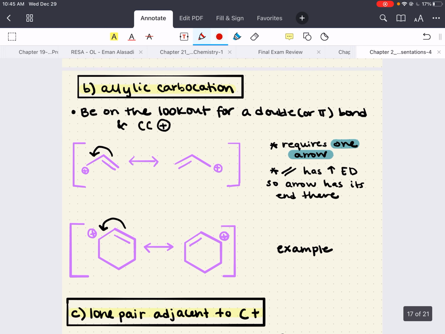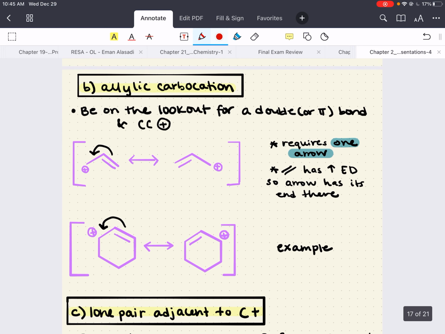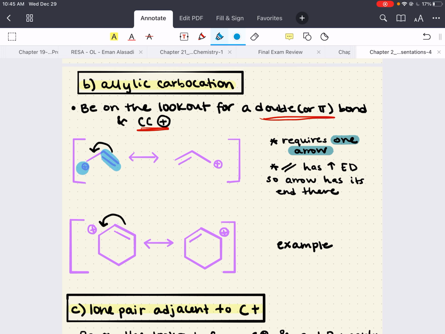Now our second resonance pattern is called allylic carbocation. Here, what you're going to be on the lookout for is a double bond and a carbon cation. So look at here. We have this double bond. And then in the allylic position, we have a positive charge. So this pattern is called allylic carbocation. Whenever you see this, you know that this molecule is going to have a resonance structure.